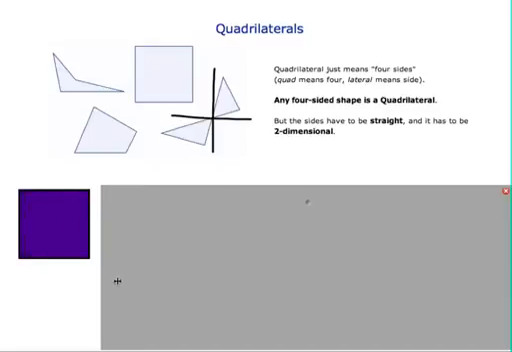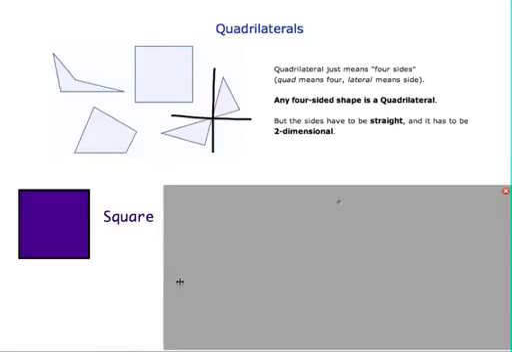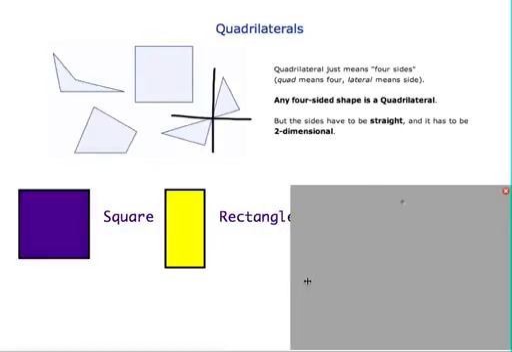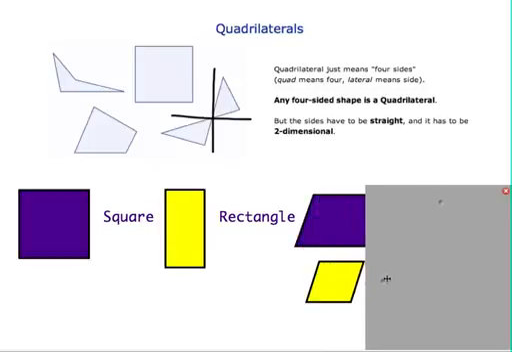Here's a shape. Do you recognize it? What's its name? If you watched our previous lesson, you maybe know that it is a square. A square is a quadrilateral. Our next shape looks like this. Does it have four sides, and are they straight? What's its name? It's called a rectangle. It is a quadrilateral.